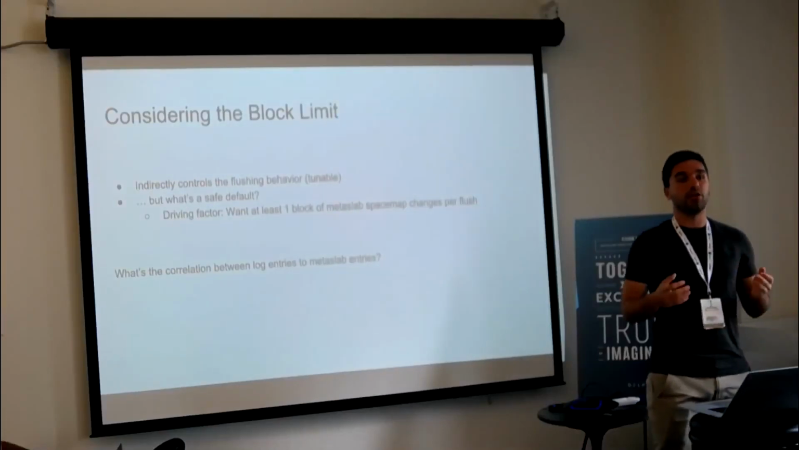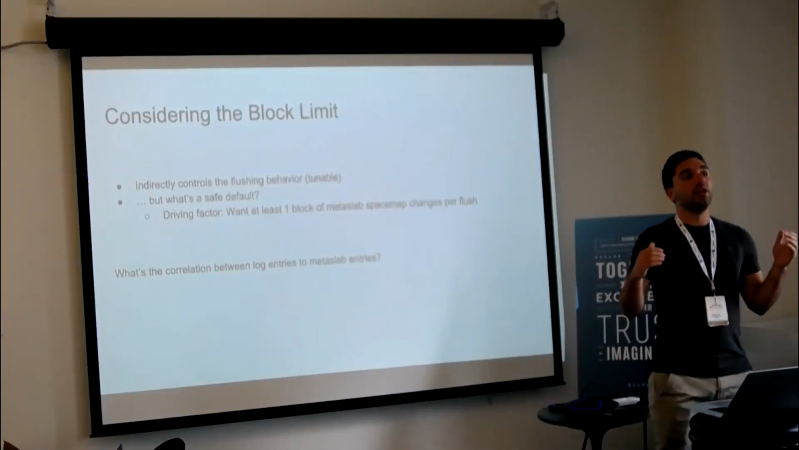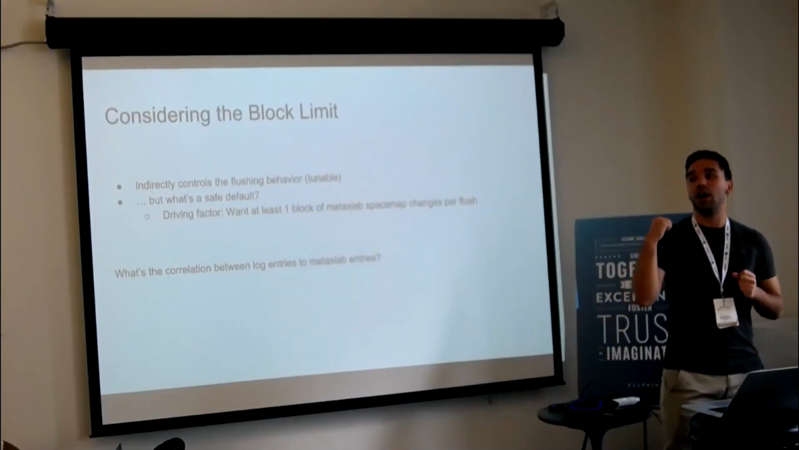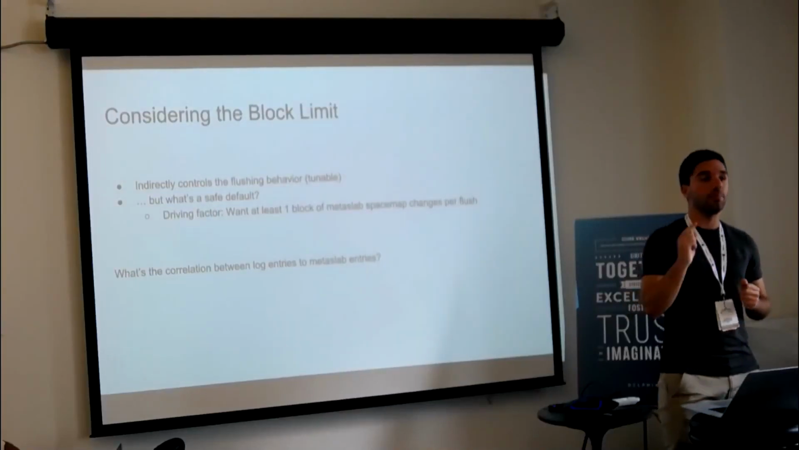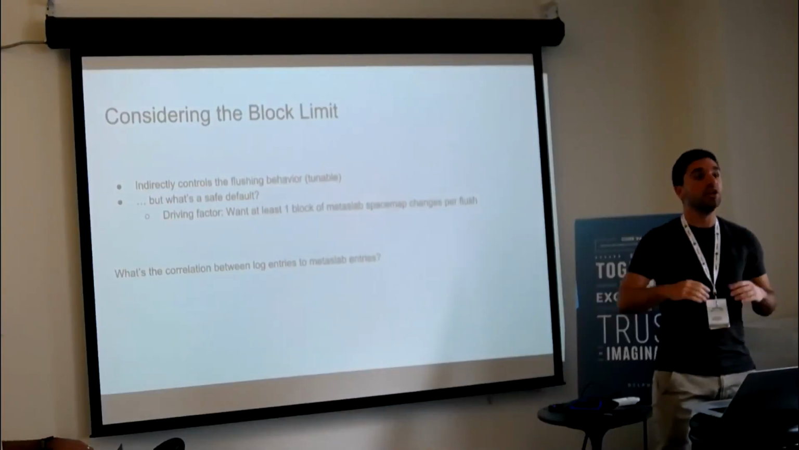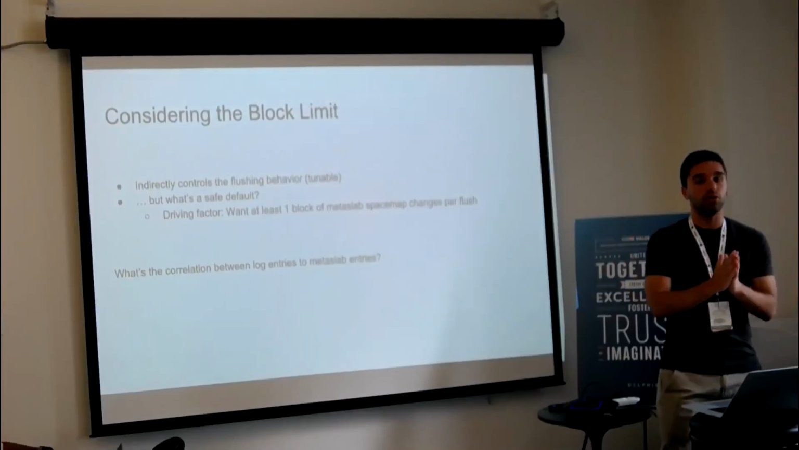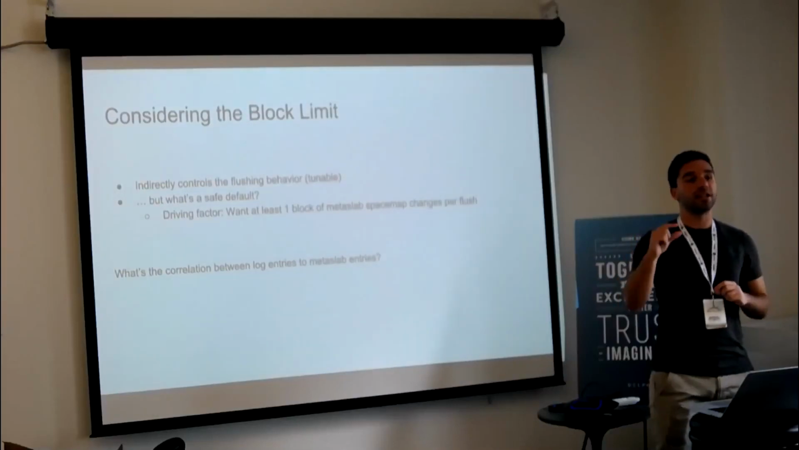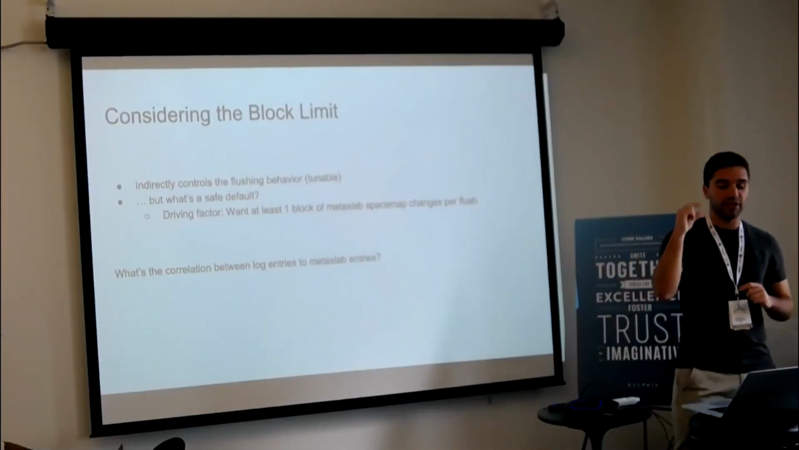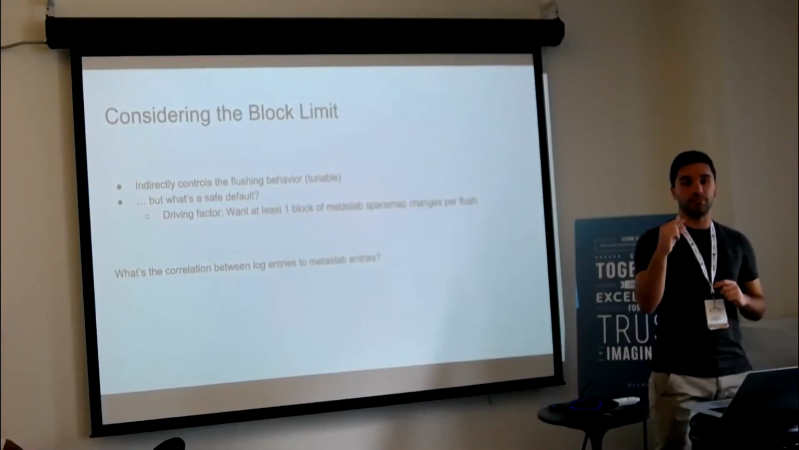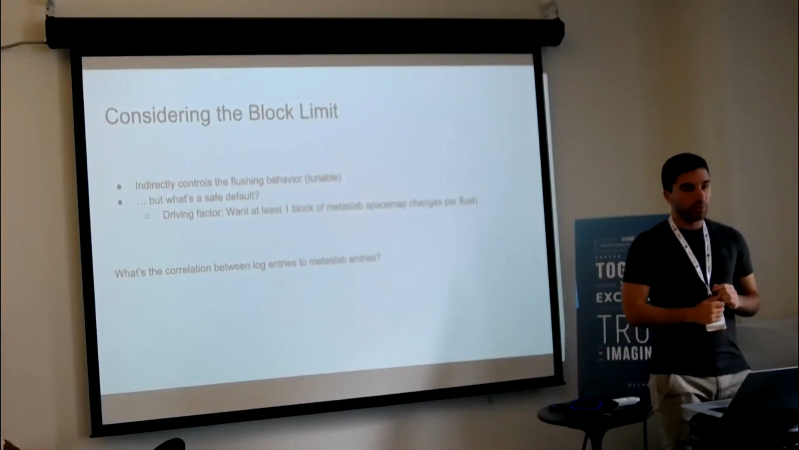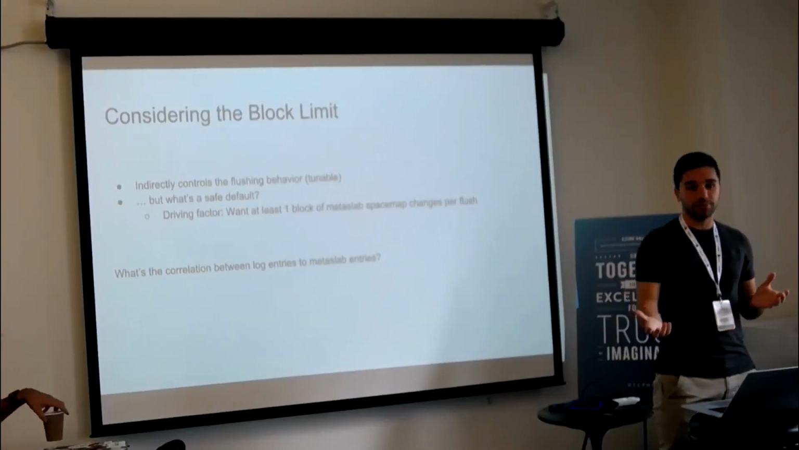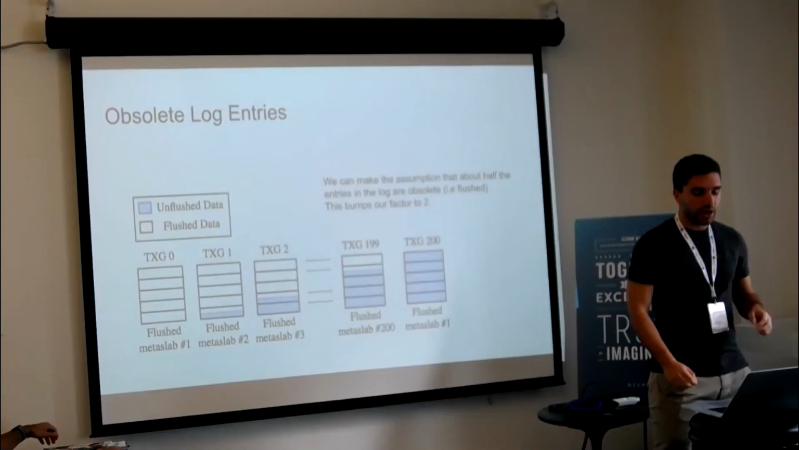So the driving factor in deciding on that was that we want each flush to count, meaning every time that we send an I/O to append to a metaslab, we want the block size to be utilized. So in theory, if we want to get rid of the whole log, basically flush all the metaslab spacemaps, we would want each metaslab to end up with at least one more block in its metaslab spacemap. So the question here is, what's the correlation between log entries and metaslab spacemap entries? So we looked into that.